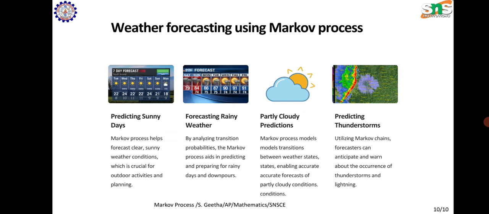Partially cloudy predictions: Markov process models transitions between weather states, enabling accurate forecasts of partially cloudy conditions. Predicting thunderstorms: utilizing Markov chain, forecasters can anticipate and warn about the occurrence of thunderstorms and lightning.